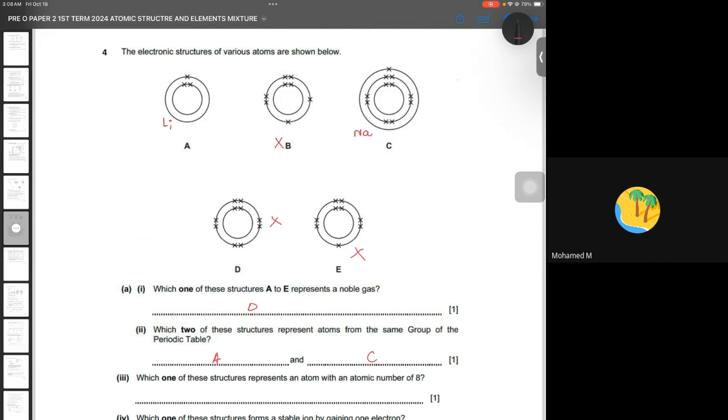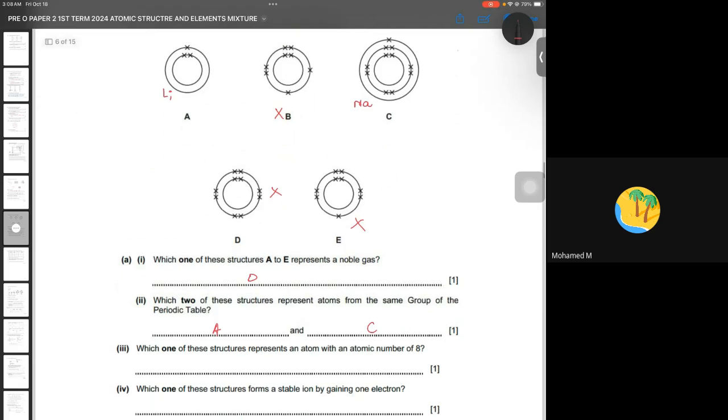Which one of these structures represents an atom with an atomic number of 8? Atomic number is the number of protons, and electrons. 1, 2, 3. Would it be B? It would be B. 1, 2, 3, 4, 5, 6, 7, 8. Yes, this is B.